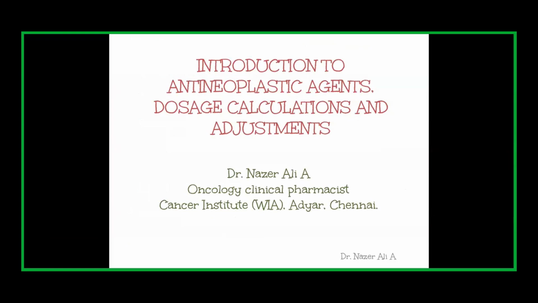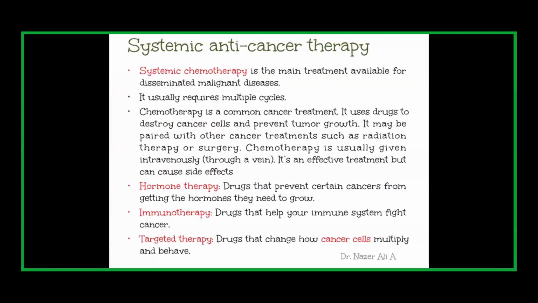Yesterday we discussed the treatment modalities: the local treatment approaches, surgery and radiotherapy, and the systemic ones. Regarding systemic, I told you we have chemotherapy, targeted therapy and immunotherapy. Those we'll be discussing today. First, for systemic anti-cancer therapy, we have chemotherapy, hormone therapy, immunotherapy and targeted therapy. Immunotherapy and targeted therapy fall under the same category, because all the immunotherapeutic agents are targeted.